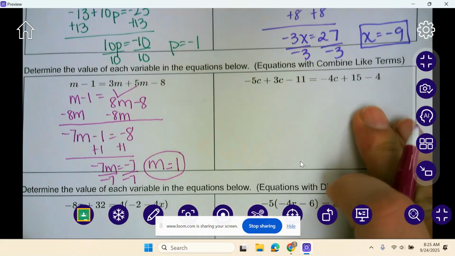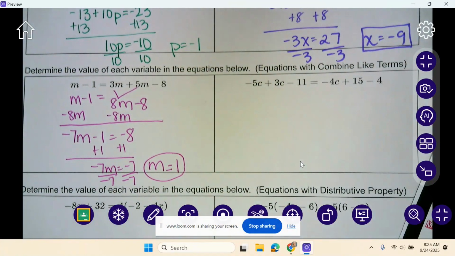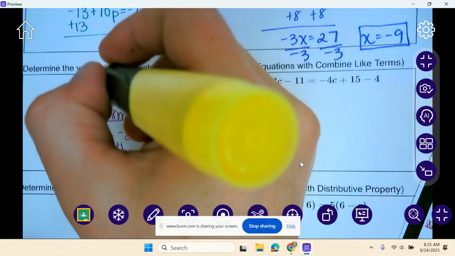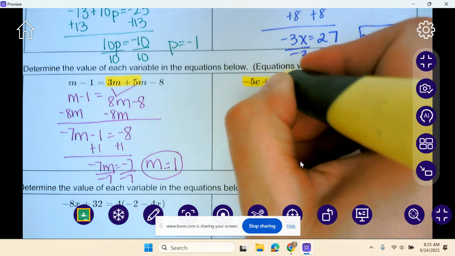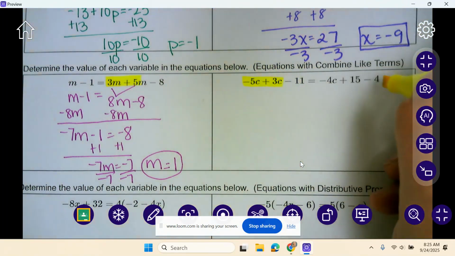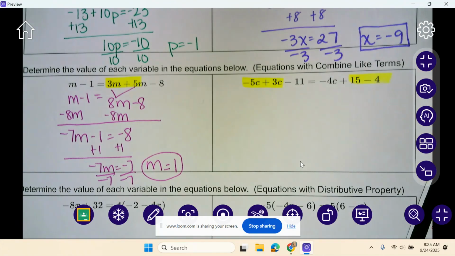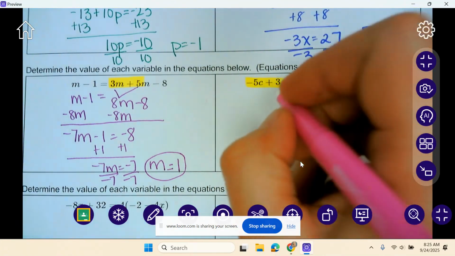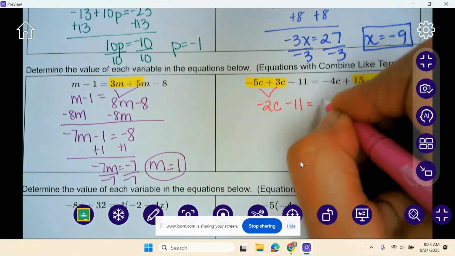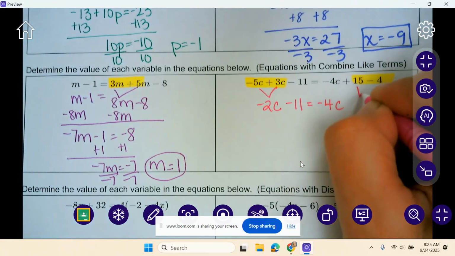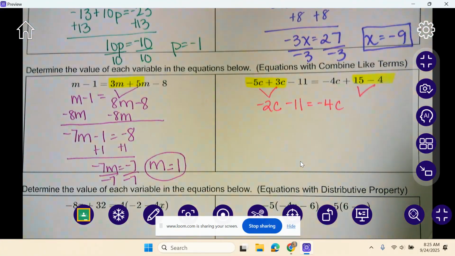All right, so similar over here, we're going to combine the like terms. Over here, the like terms were 3m and 5m. Over here, the like terms are negative 5c and 3c. And over here, it's 15 and negative 4. So when you combine these two together, you get negative 2c. Bring down your negative 4c. Combine those. This becomes a positive 11.